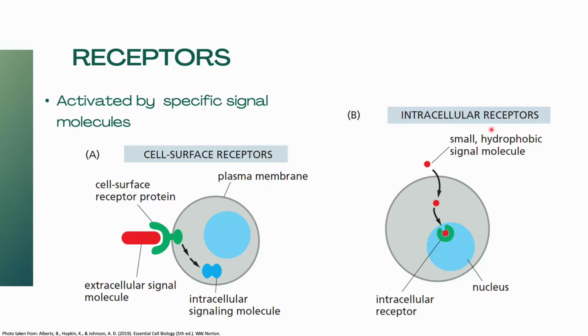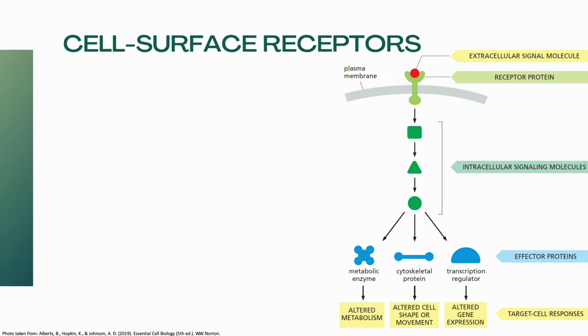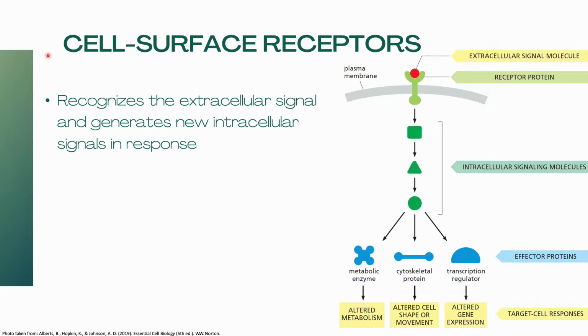On the other hand, we also have intracellular receptors, which are often called nuclear receptors. These are receptors that are found in the cell, and many of them are found in the nucleus, and they are used to detect small hydrophobic signaling molecules which can readily pass the cell membrane. In this lecture, we will be focusing more on cell surface receptors. Again, these are receptors that recognize the extracellular signal and generate a new intracellular signal in response.